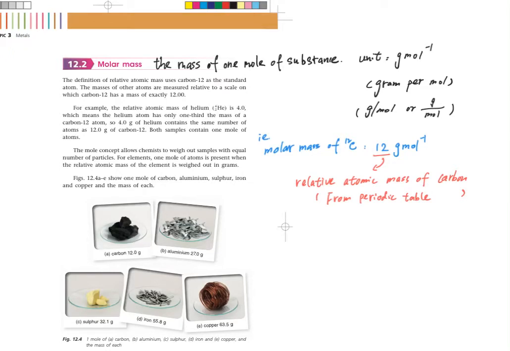Hello students, today's topic is 12.2 molar mass. Molar mass refers to the mass of 1 mole of substance, and the unit is gram per mole. So gram mole to the power -1, we can pronounce as gram per mole. And sometimes for calculation, we use gram/mole or gram divided by mole for simple calculation later on.